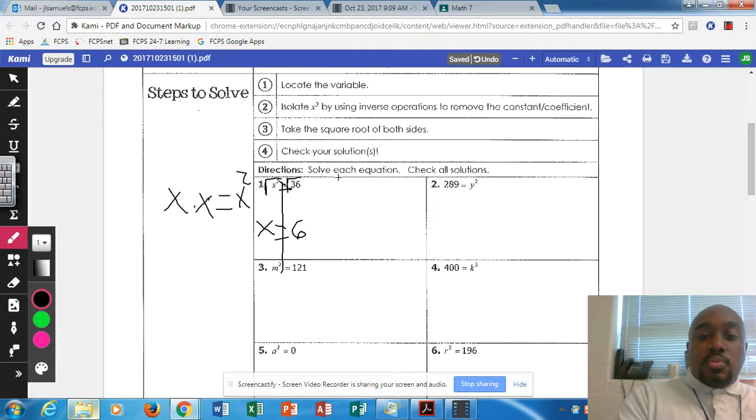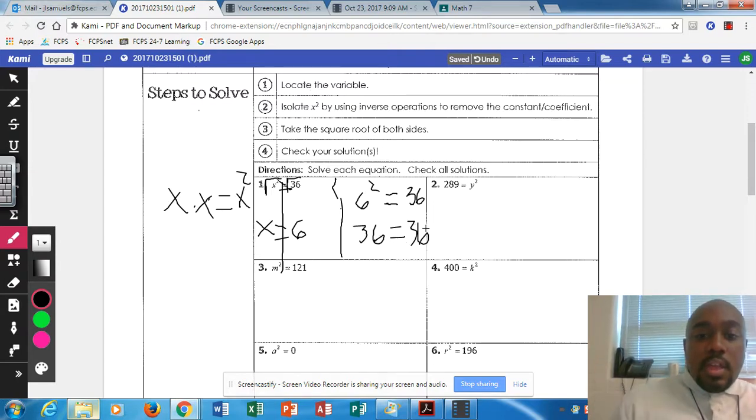And just like always, we can double check our answers by plugging in 6 where we see x. 6 squared should give us 36, which as you all know, it does. And we get a true statement. And there you have it.